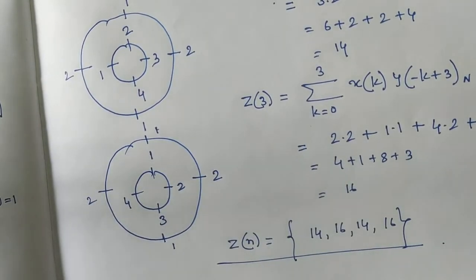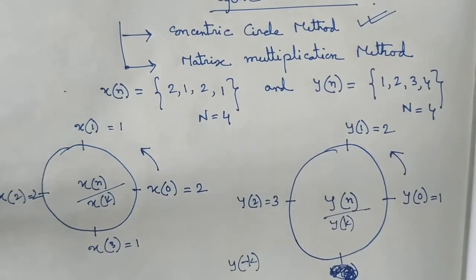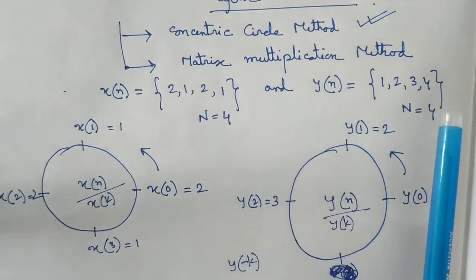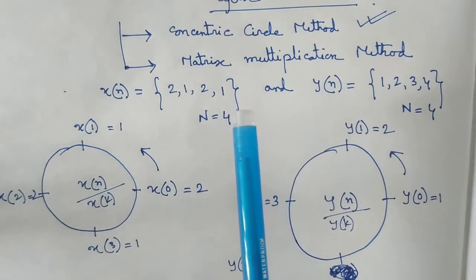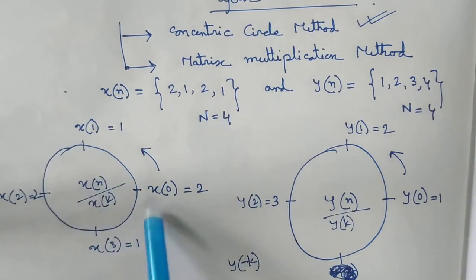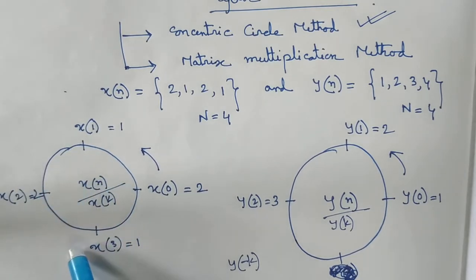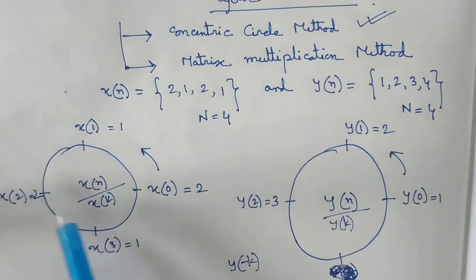So this is the process called concentric circle method for circular convolution. What you will do is take the two sequences which should be periodic, maybe of the same length or maybe not. If they are not of the same length, then you have to make it the same by appending 0 at the end of the shorter sequence. Next, we take a circle and put the samples at equal distance on the circumference of the circle in the anti-clockwise manner. We start from here, you can start from anywhere else, no problem. So x0, x1, x2, x3.